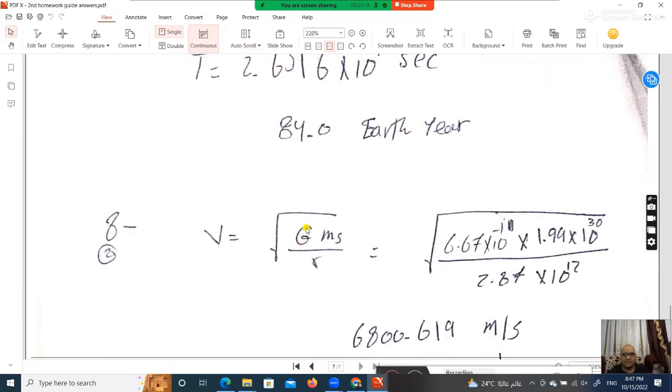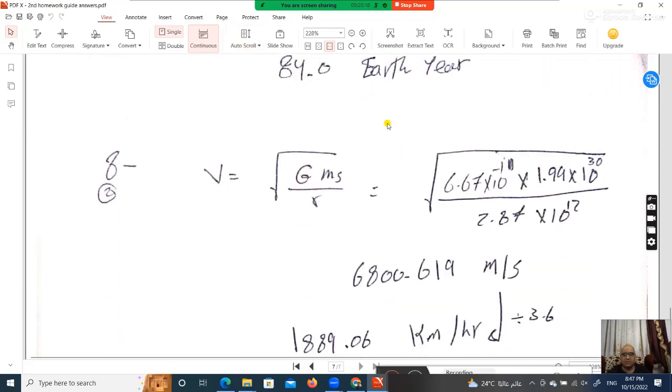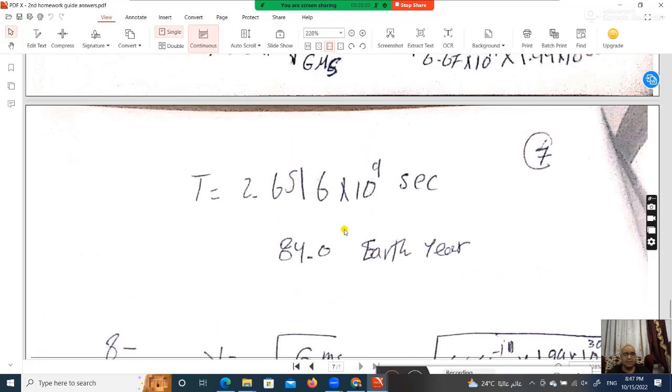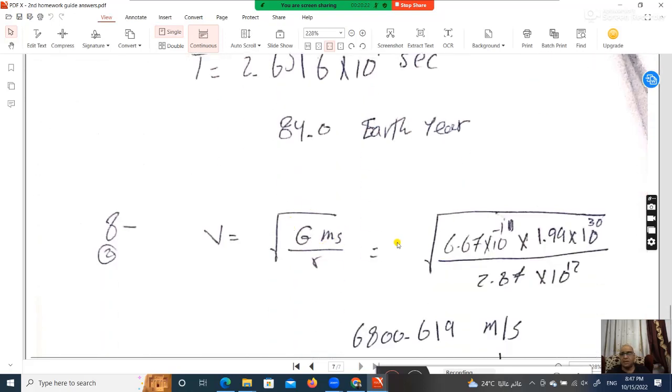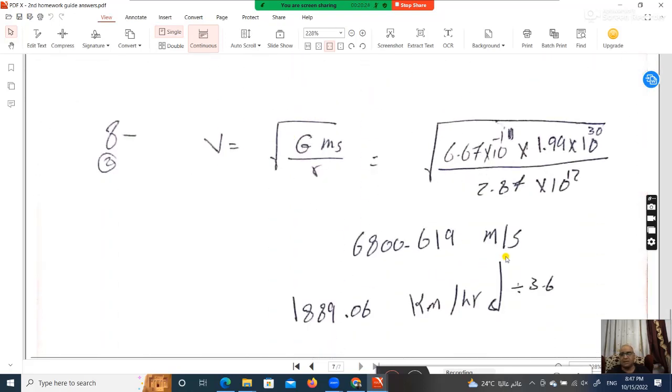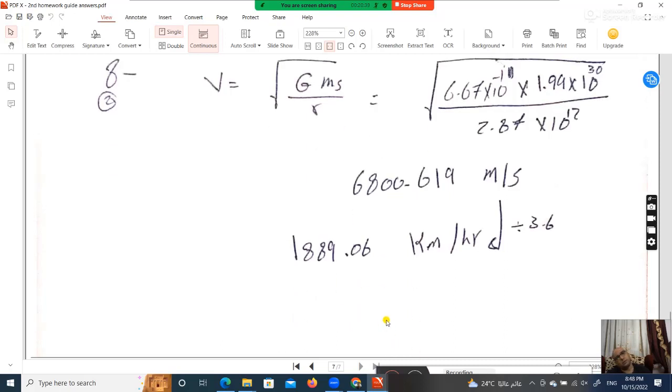Okay, find the velocity for the same example. The last question, you start using the same data to substitute in the velocity formula and find the velocity. To convert from meter per second to kilometer per hour, you have to multiply by 3.6. So we have the figure in meter per second, and also in kilometer per hour. Let's go for the next sheet.